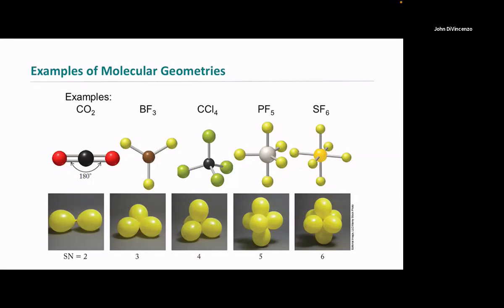Trigonal planar, what's the angle going to be there? That's flat, so what's the angle going to be? What are the degrees in a circle? How many? 360 divided by 3 is 120. Those will be 120 degree angles here. Right? Because it's planar, it's flat. Okay? And then, of course, linear, like CO2.